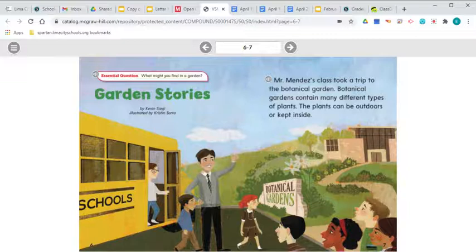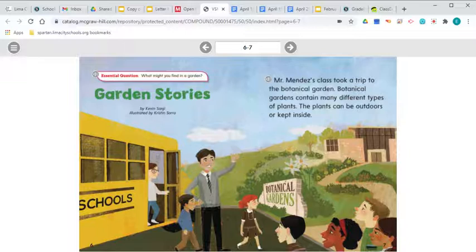The essential question is, what might you find in a garden? And we will be using the comprehension strategies asking and answering questions, so that helps us think about things as we read. And we'll also be using clarifying, where we go back and try to understand something that's happened in the story that may be confusing the first time we read it. So let's go ahead and get started with Garden Stories.